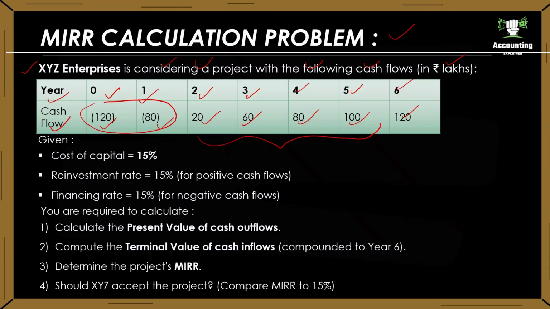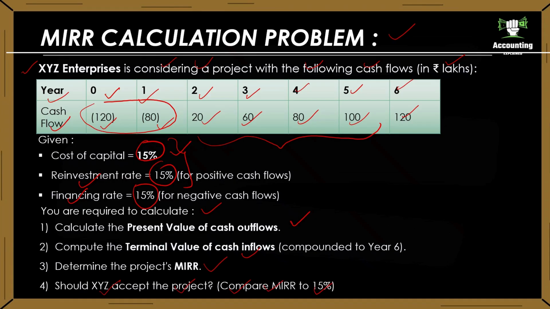Given cost of capital is 15%. The cost of capital for the company is 15%. Reinvestment rate, that is the positive cash flows that are going to be reinvested outside, that is also 15%. And financing rate, that is the borrowing rate for negative cash flow, that is also 15%. So all these three are 15%. You are required to calculate the present value of cash outflows, compute the terminal value of cash inflows, determine the project's MIRR. Should XYZ accept the project, compare MIRR to 15%.